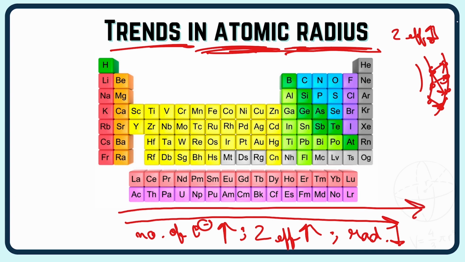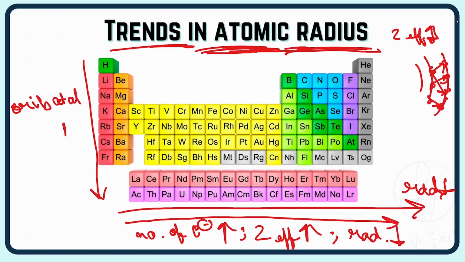So going in any period, the atomic radius, what happens? It decreases. If we go in the group, that is top to bottom, what happens? The orbitals increase, which leads to an increase in radius. This is very simple. The outer shell is increasing, so the radius will increase. Got it? But it is not this simple.